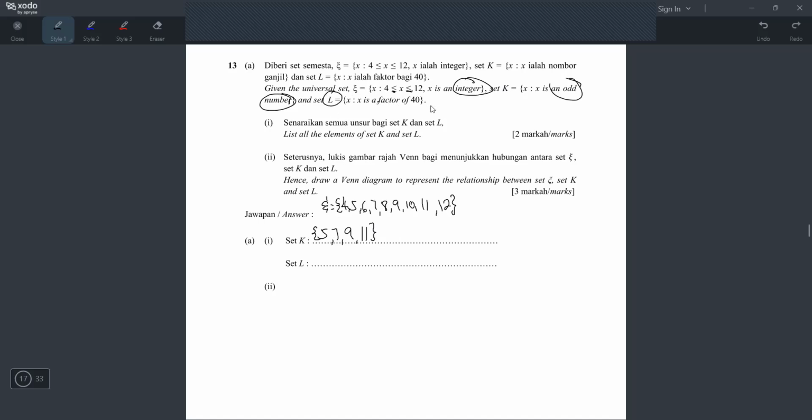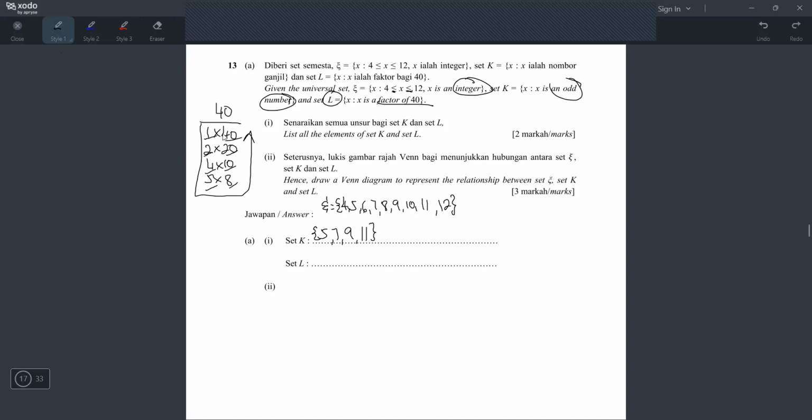What about set L? Factor of 40. Let's list down the factors of 40. 1 times 40 is 40. 2 times 20. What other factors of 40? 4 times 10. More? 5 is not there, 6 is not there, 7 is not there. 8 times 5, 5 times 8, so 8 is repeated already. So these are the factors of 40: 1, 2, 4, 5, 8, 10, 20, 40.